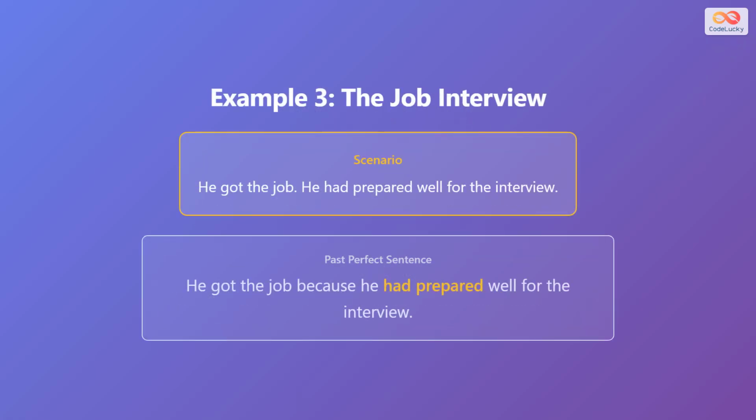One more example. He got a job. Why did he get the job? Because he had prepared well for the interview. We say, he got the job because he had prepared well for the interview. The had prepared shows that his preparation happened before the interview result.